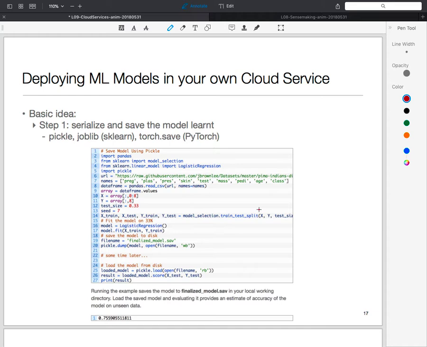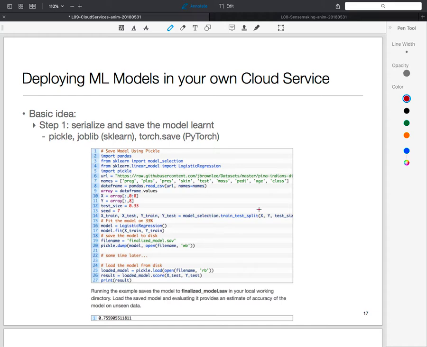Step one in this process, after you've gone through that Jupyter notebook type example, is you serialize and save the model. Python has this very cool capability that any data structure, you can save it into a file and then later on load it back into another instance of Python. It will store all the necessary information. So even if it is a nested dictionary or whatnot, all of that information gets stored. So your model with all the parameters gets stored.